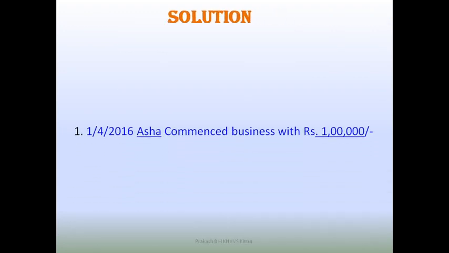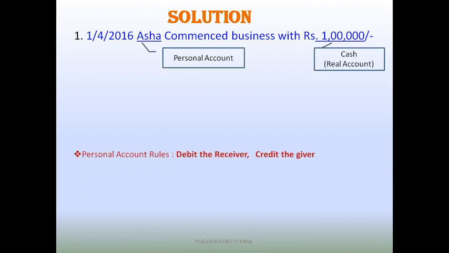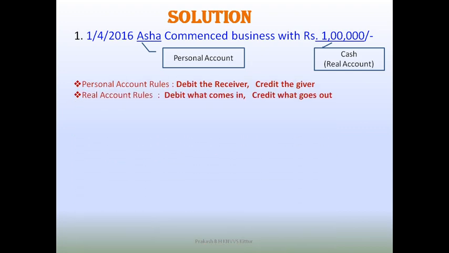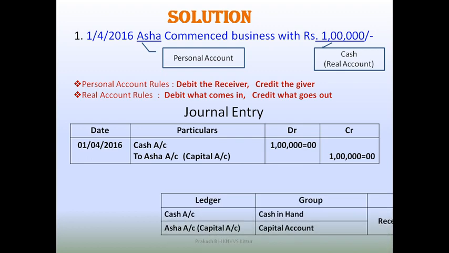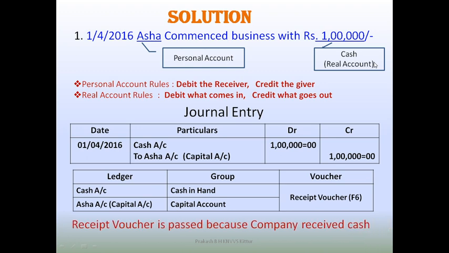Let us begin to solve the problem. The first transaction, made on 1/4/2016: Asha commenced business with Rs 1 lakh. Here, Asha invested the amount in the company. Asha is the owner of the company. She invested the amount. In every transaction there are two accounts, so we have to identify them. Here Asha is the owner, the person who invested the amount in the company.